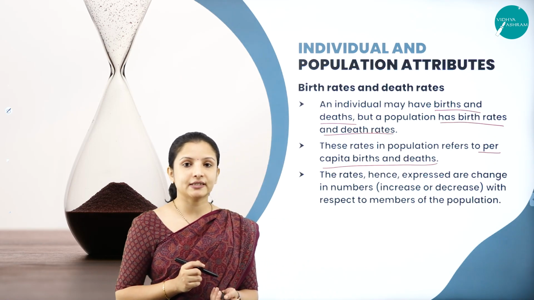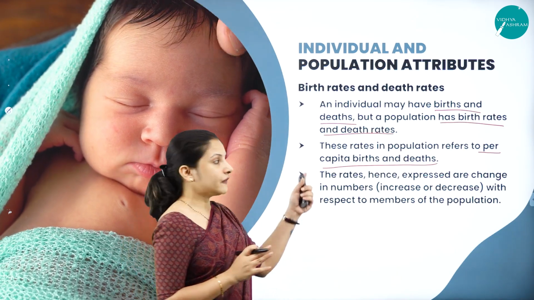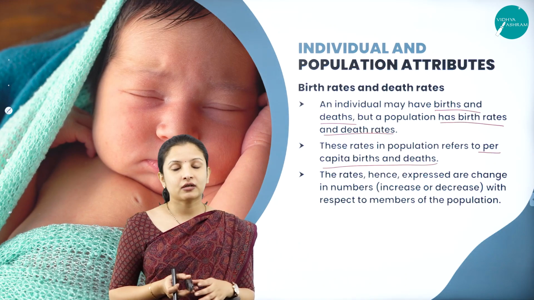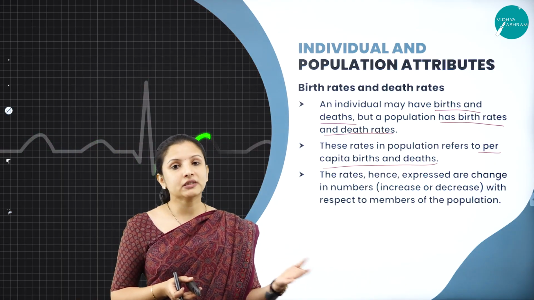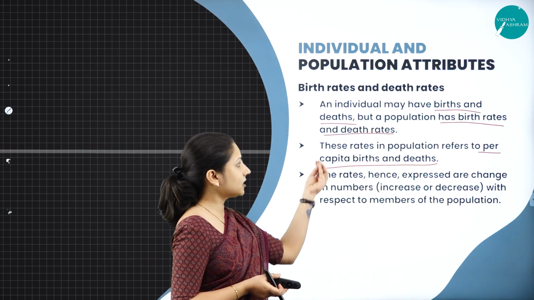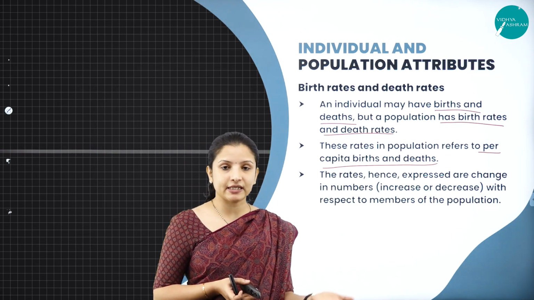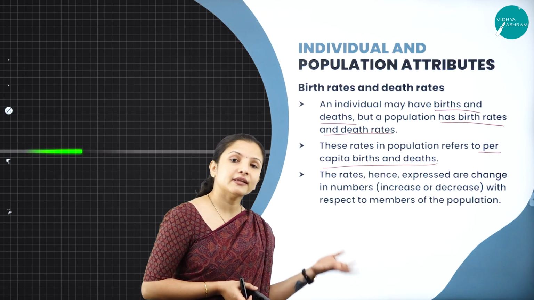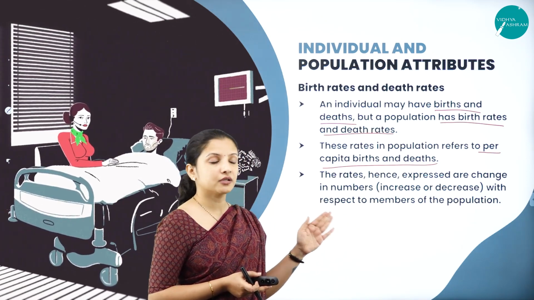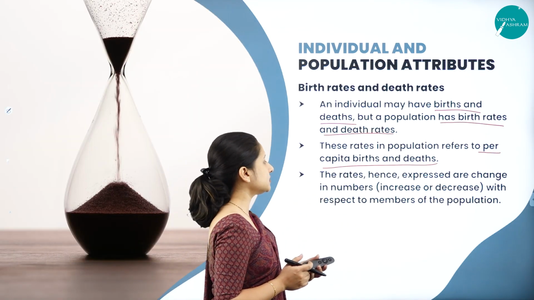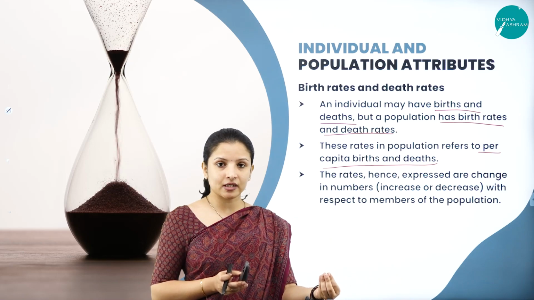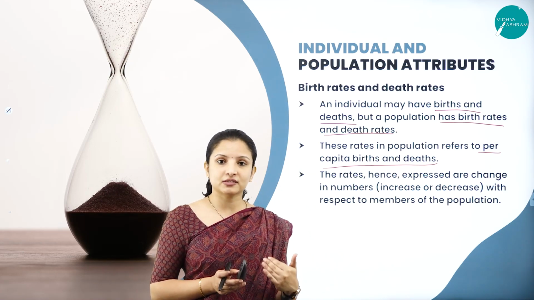So per capita births and deaths means within a given period of time. Say for example, the census is conducted every year. So it is somewhere around 365 days or 12 months. So per capita 12 months means, in 12 months, how much the birth rate has increased in that particular population, how much death has occurred in that particular population. So it is usually referred to as per capita births and per capita deaths, and the rates hence expressed are the change in numbers. So of course here the change in numbers will occur. If birth has occurred in the population, then increase, right? And if deaths have occurred, decrease.